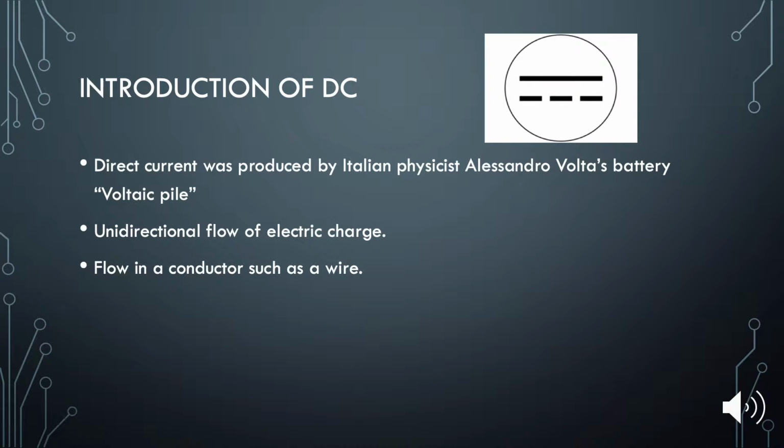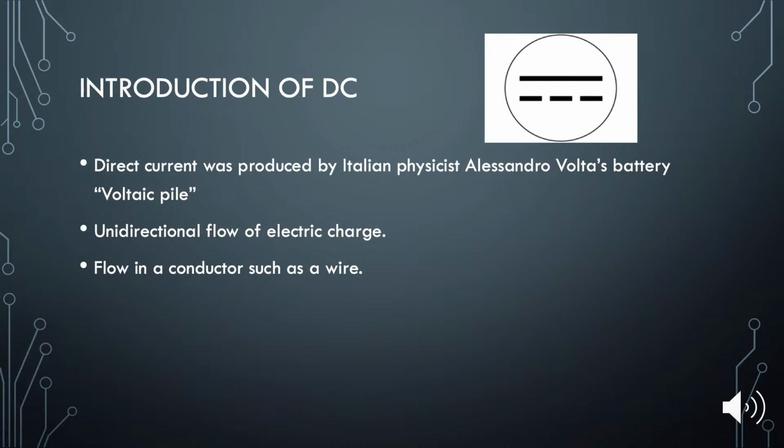In the 19th century, direct current was produced by Italian physicist Alessandro Volta's battery, the Voltaic pile, but at that time, the nature of how current flows was not understood. Direct current is the unidirectional flow of electric charge. A battery is a good example of a DC power supply.